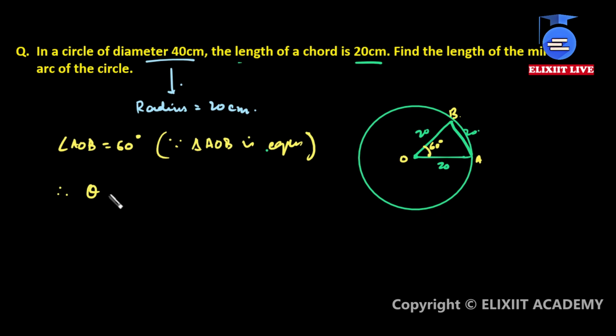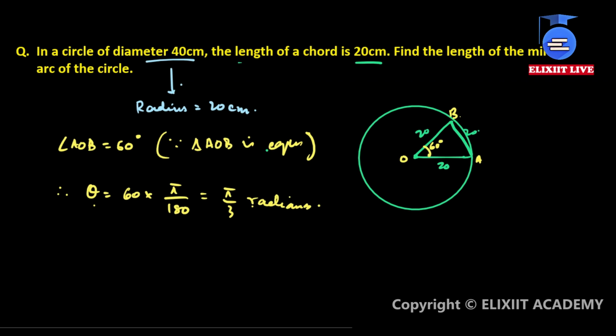Therefore, we need to convert this theta into radians. Theta will be 60 times pi by 180, which is nothing but pi by 3. Directly you should remember this. 60 degrees is a standard angle, and 60 degrees means pi by 3 itself. Bas khatam. So theta is pi by 3 in terms of radians. I told you theta is always considered to be in radians.